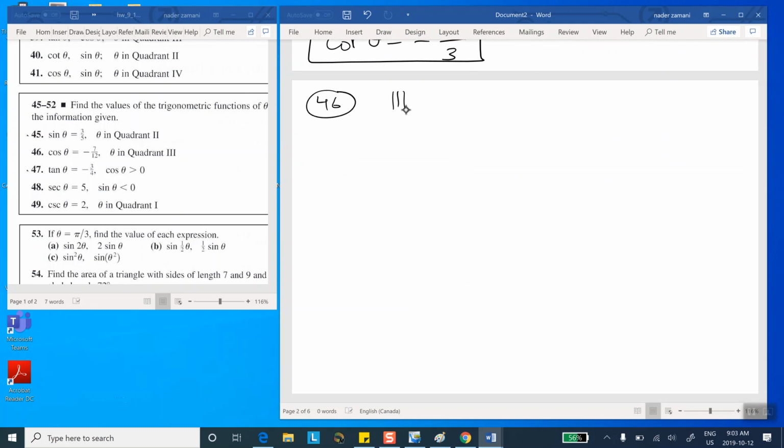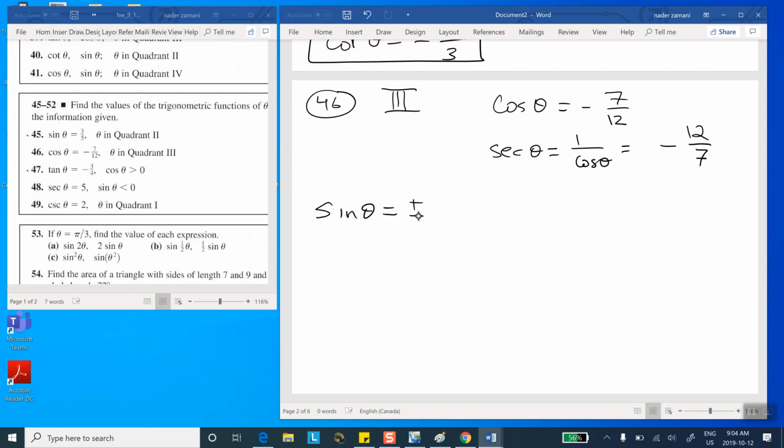We are in quadrant 3. That's good. And we are told that cosine of theta is equal to minus 7 over 12. Now, immediately, you have secant of theta, 1 over cos theta, is equal to minus 12 over 7. No problem. Now, let's do sine. Sine of theta equal to plus or minus square root of 1 minus cosine squared theta. And this is going to be plus or minus square root of 1 minus 7 over 12 squared.